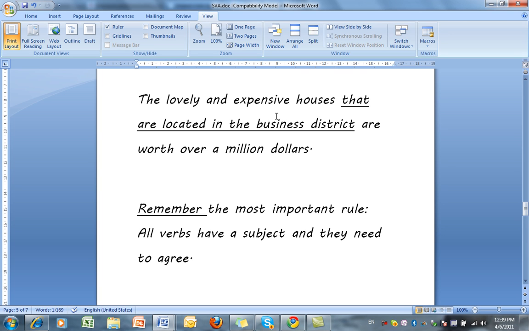It says, the lovely and expensive houses. And then there's the beginning of the restrictive relative clause. The lovely and expensive houses that are located in the business district are worth over $1 million. So the underlined portion is the relative clause. This verb is inside the relative clause, and it must be plural because this is plural. Houses. Yes, they're lovely and expensive, but here, houses that are located in the business district. So plural. And then here's the verb of the sentence. The lovely and expensive houses are worth over $1 million.